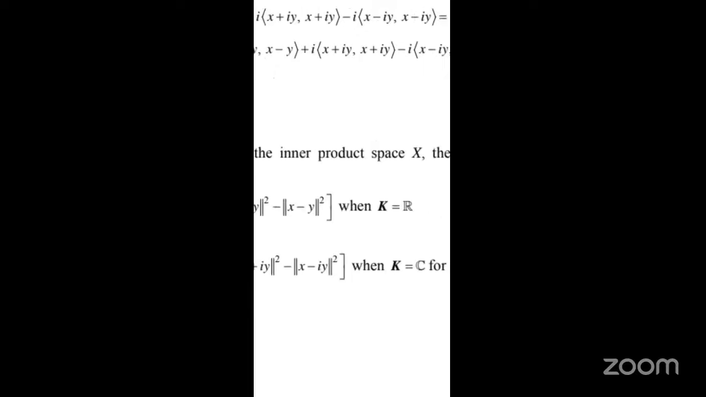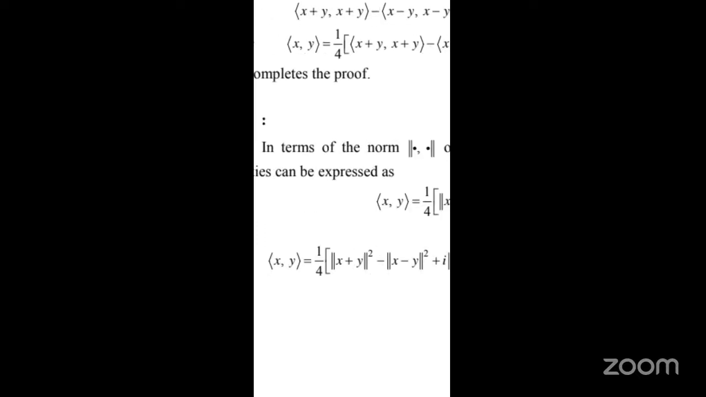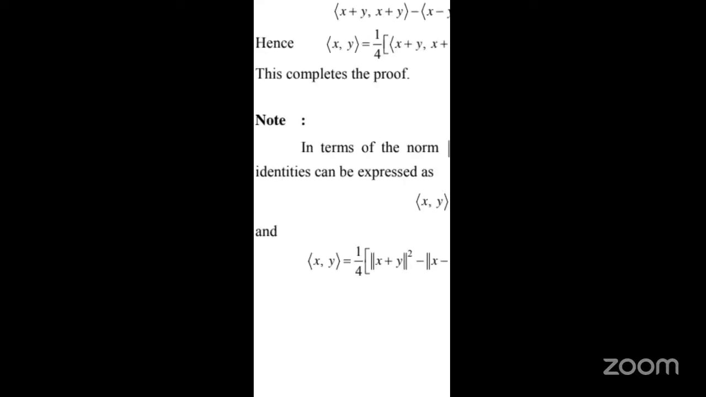1 by 4 of, this is the polarization identity. Explain the polarization identity with respect to the norm. The inner product of x and y equals 1 by 4 of norm x plus y whole square minus norm x minus y whole square. And the inner product of x and y, as already proved here, equals 1 by 4 of norm x plus y whole square minus norm x minus y whole square, plus 1 by 4 of i into norm x plus iy whole square minus norm x minus iy whole square.